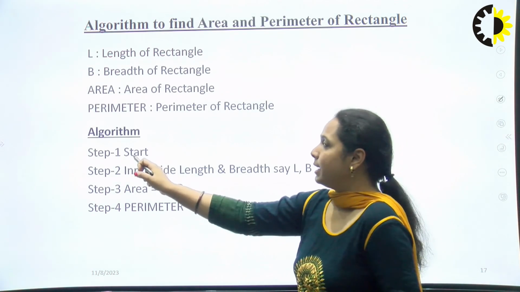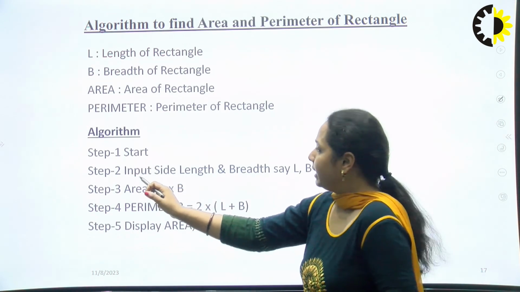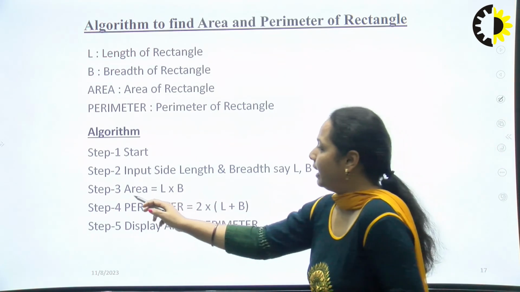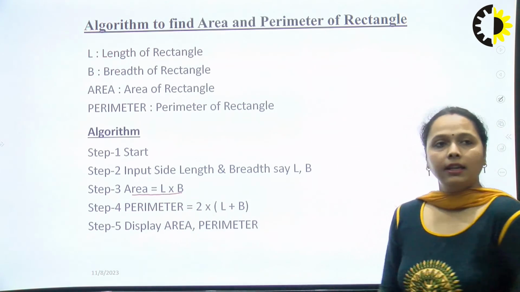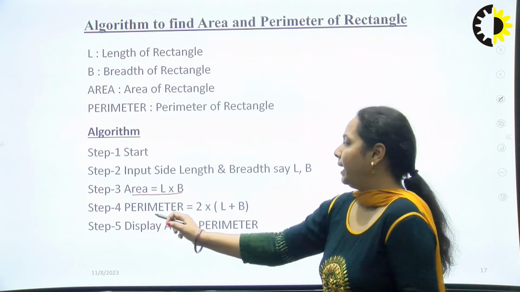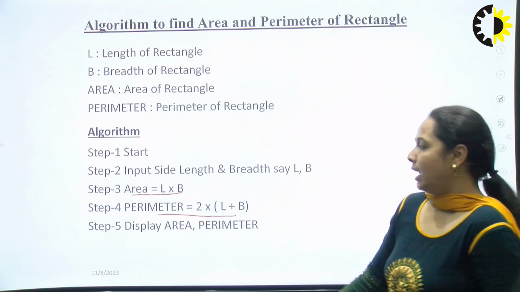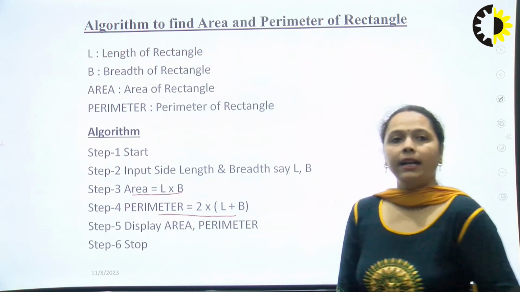So first step is the start. Second, input length and breadth. Next, area is L into B. Perimeter is equals to 2 into L plus B. After that, display area and perimeter.